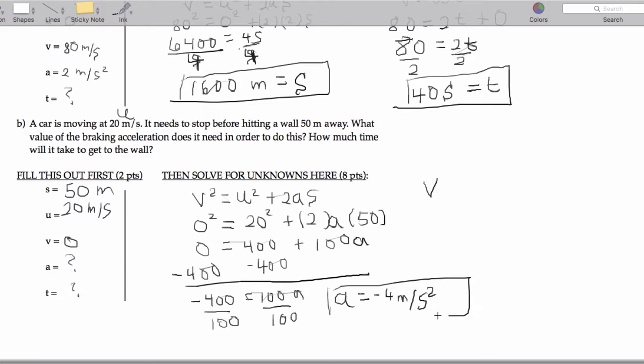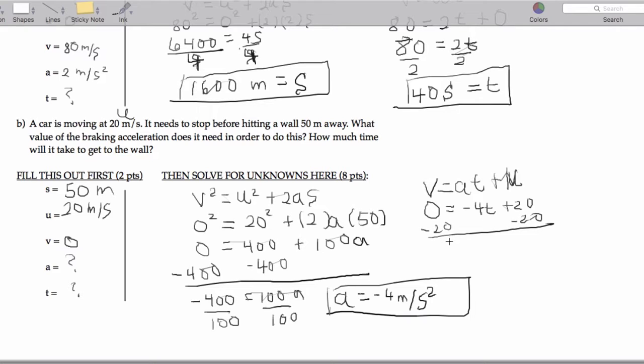So here's the acceleration, and I can use v equals at plus u, sorry, wrong class. So that's going to be 0 equals -4 times t plus 20. I'll subtract 20 from both sides, and that's going to give me -20 equals -4 times t. We'll divide both sides by -4, and we're going to get that t is 5 seconds, just like that.